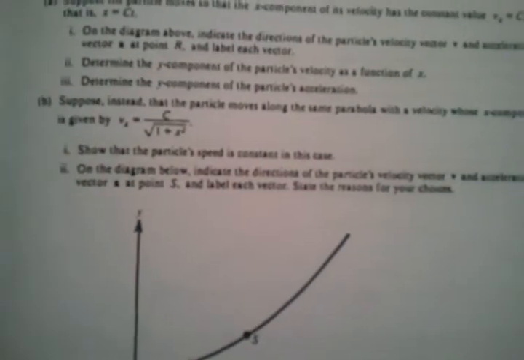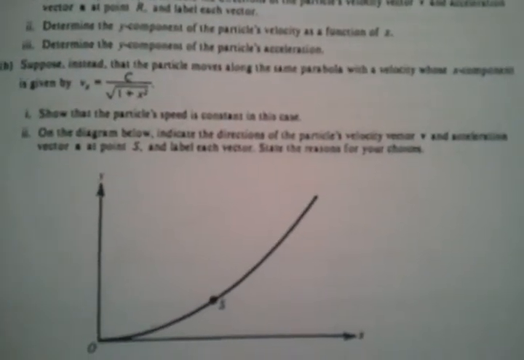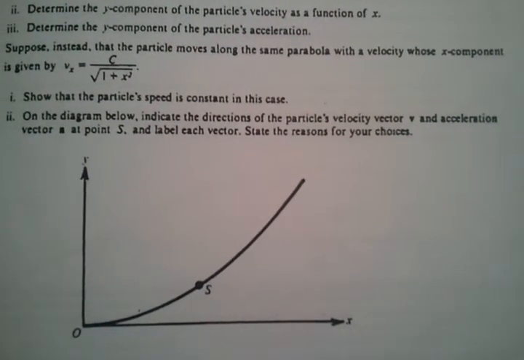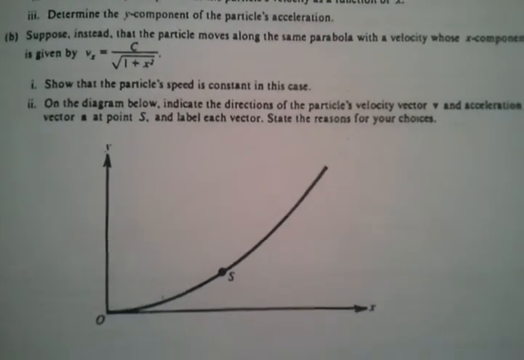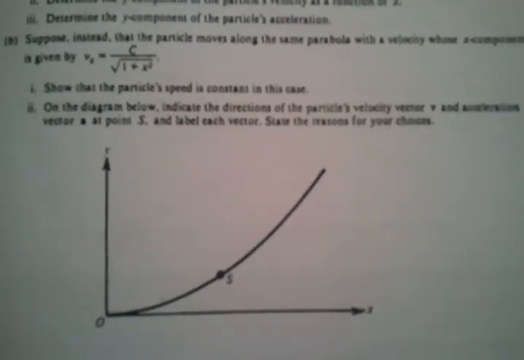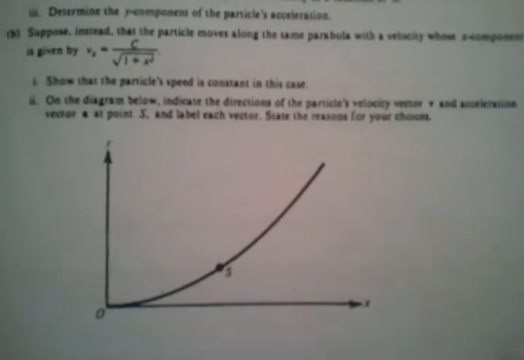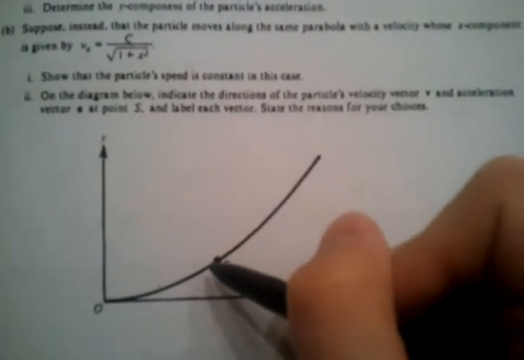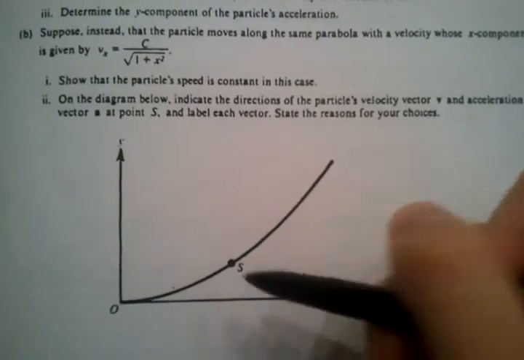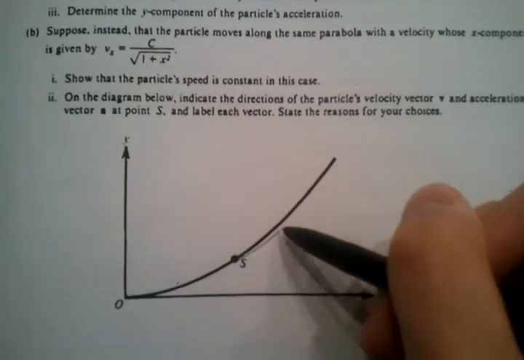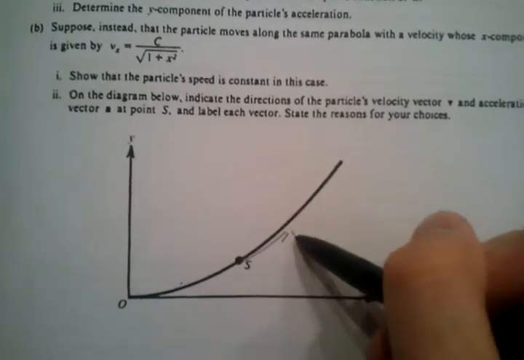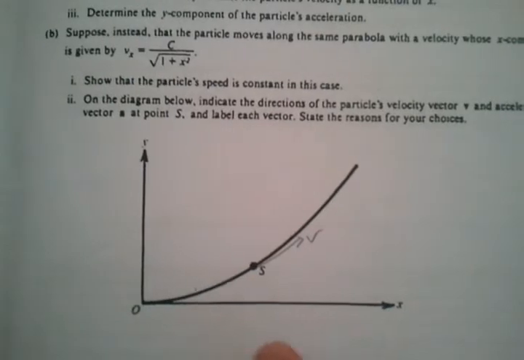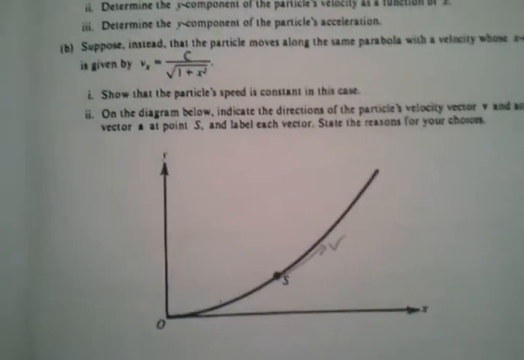Now, for part 2 of part B, come back to the original problem. You need to indicate the direction of the particle's velocity vector v and the acceleration at point S, and label each vector. So now the velocity vector, it's just going to be along the same path, along the path of motion. So it's just tangential here again. That's velocity, same direction as it's moving.